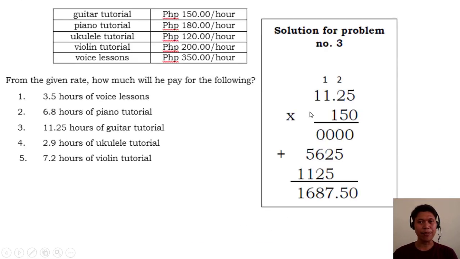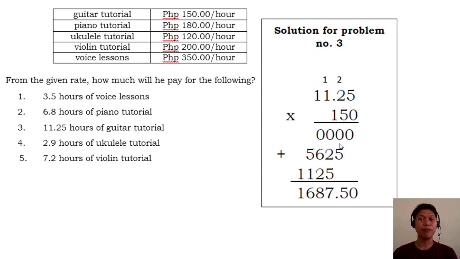Kung continue natin ang solution for number 3, we have 11.25 times 150. So pakita ko na ang lahat ng the answer. If you observe, inuna ko ang 11.25 dito kasi nga mas maraming digits kasi ang 11.25 mayroong 4 digits. Ito naman may 3 digits. Okay, so pwede mong gawin yan.